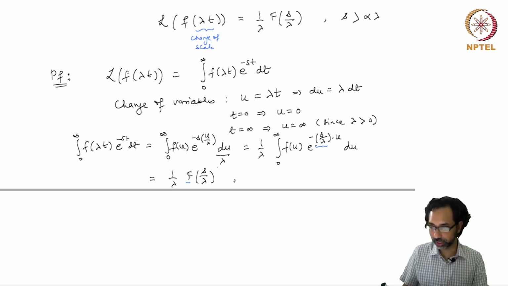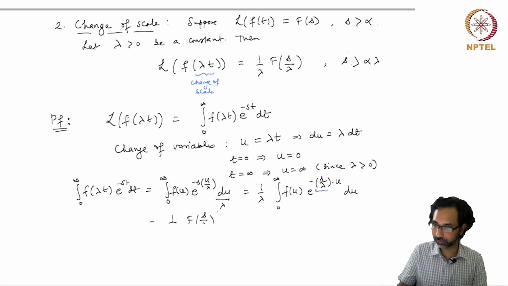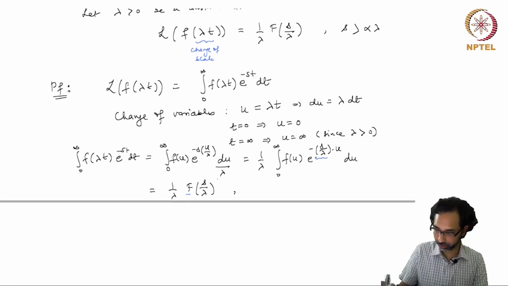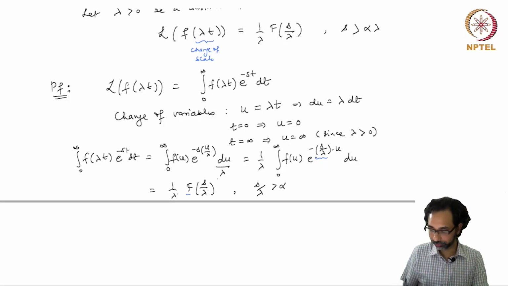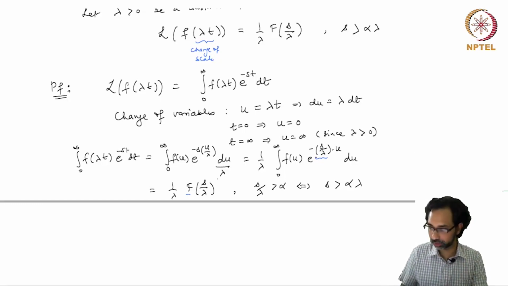Now the only thing left is to see what is the region of convergence for this function capital F of s over lambda. Note that the original function F s was defined in the region s greater than alpha. So since we are changing the scale here, we need s by lambda greater than alpha, so that this capital F is well defined, and this is equivalent to saying that s is greater than alpha lambda. So we have shown the change of scale property.